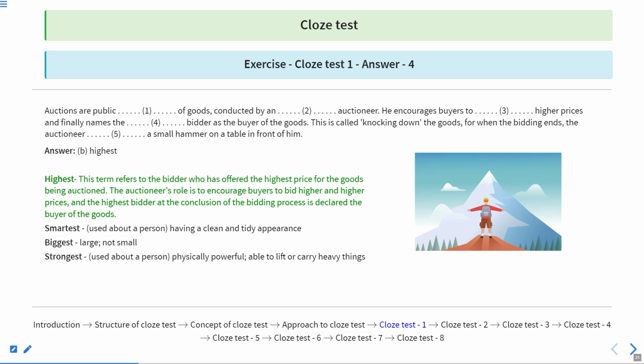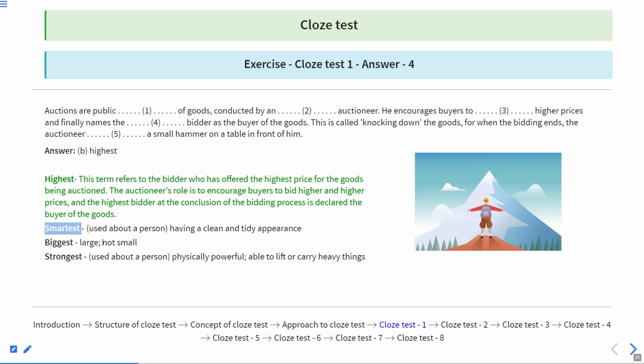Auctions are public sale of goods conducted by an approved auctioneer. He encourages buyers to bid higher prices and finally names the highest. This is the right option as buyer of goods. It is his job to choose the bidder who has offered the highest price for the goods. So the auctioneer's role is actually to encourage his buyers to bid higher and higher prices, and the highest bidder who remains at the conclusion of the bidding process is declared the winner, is declared the buyer of goods.